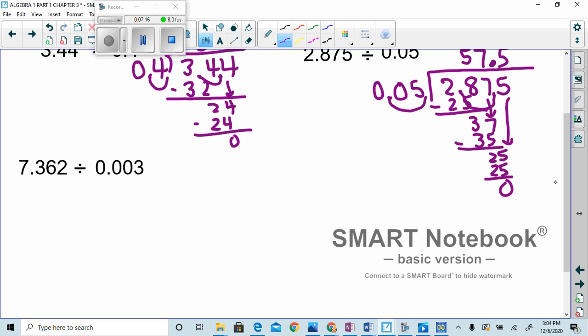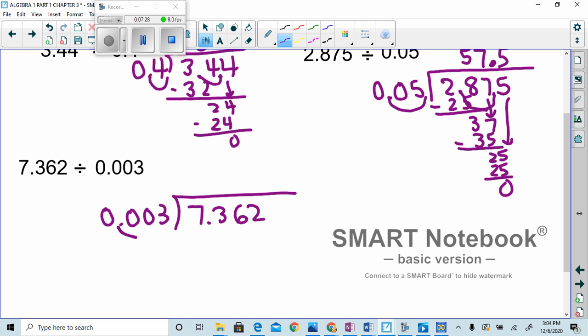Last practice problem. I'm dividing again, and this time I'm dividing by 3 thousandths. So I have 700 and 362 thousandths divided by 3 thousandths. Let's move that decimal over 3 places. The reason I'm putting it up in the quotient is because sometimes we have to add zeros, but we might not have to in this problem. This will go in twice, which is 6.